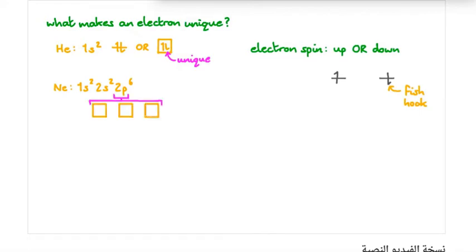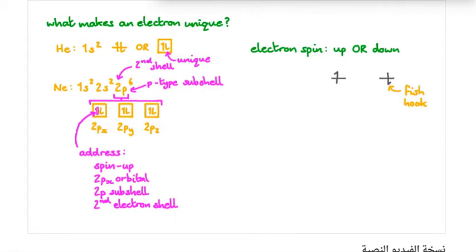To start with, the 2p subshell consists of 3 separate orbitals. They're called the 2px, 2py, and the 2pz orbitals. So we can describe each electron in a unique way. For instance, an electron in the 2p subshell could be in the 2px orbital and be spin up. The other pieces of information we need are already given to us. The 2 in 2p indicates we're looking at the second electron shell, and the p tells us we're in a p-type subshell. Therefore, the full address of this electron is spin up, 2px orbital, 2p subshell, second electron shell.